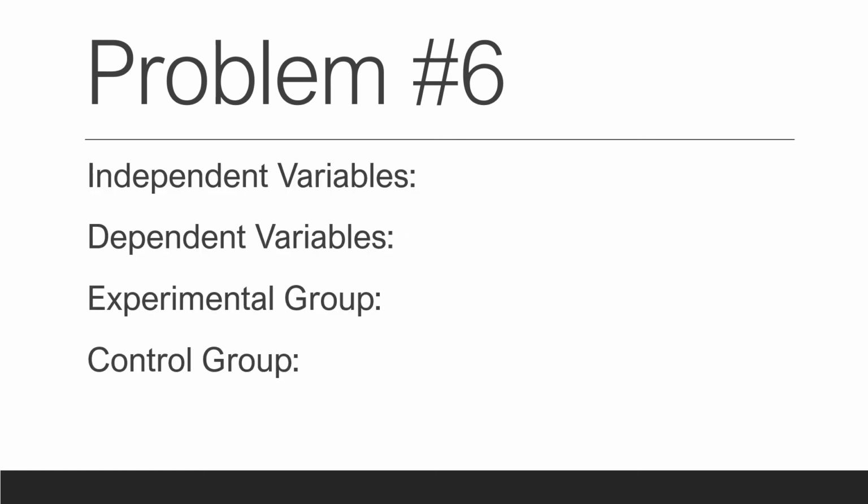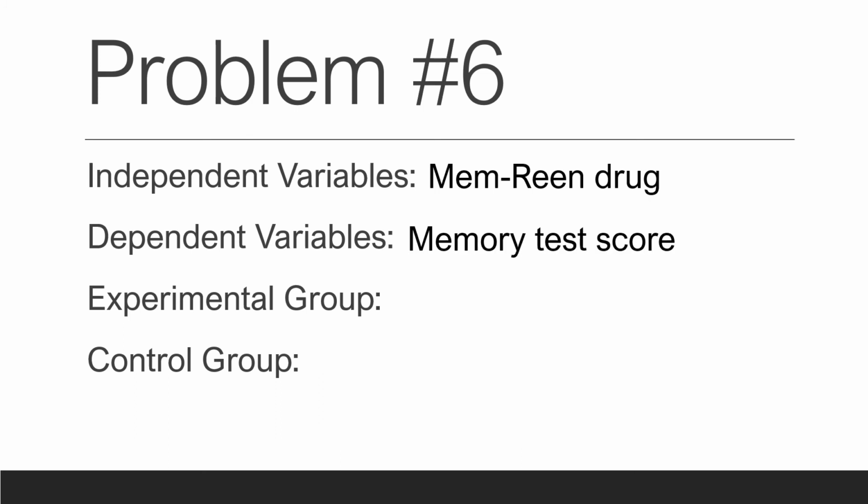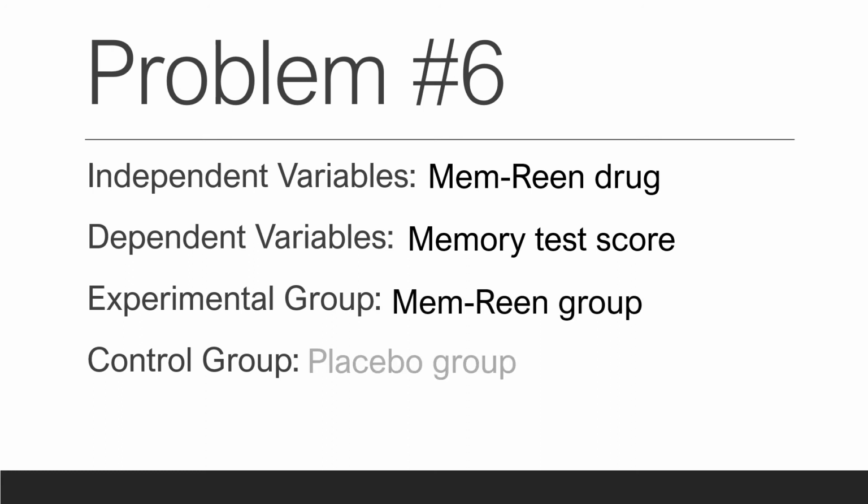Dr. Kopis wanted to test the effect of the membrane drug on the memory test scores. So, the independent variable is the drug, and the dependent variable is the memory test score. The experimental group is the group that got membrane, and the control group is the one that got the placebo. Remember from the previous slide that the placebo was the fake drug.